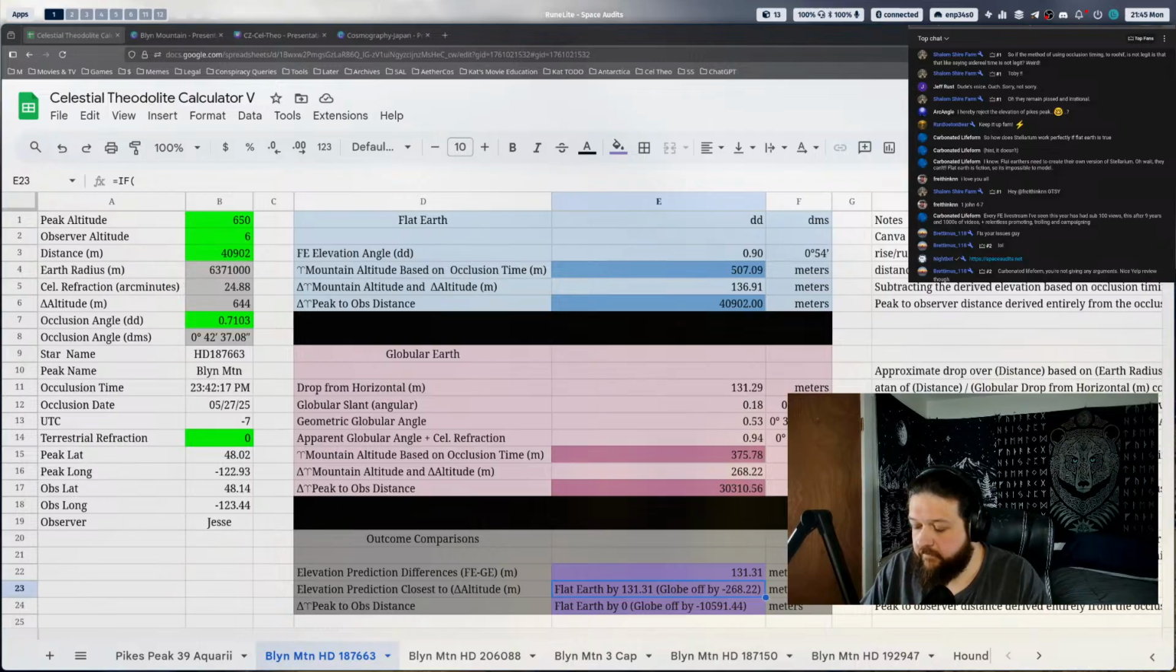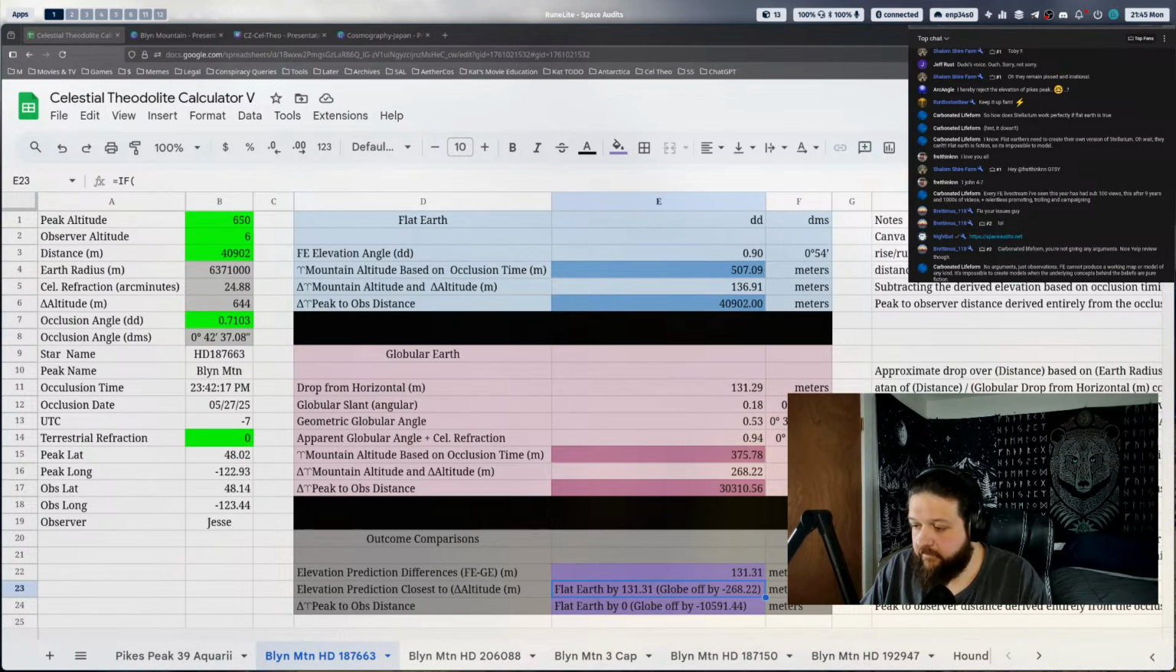And it removes all the variables too, because with an optical theodolite, you're going to get different measurements depending on conditions and daily variables. And this removes that completely. And everything that B said, it removes all those variables as well. And occlusion timing is a hard measurement.